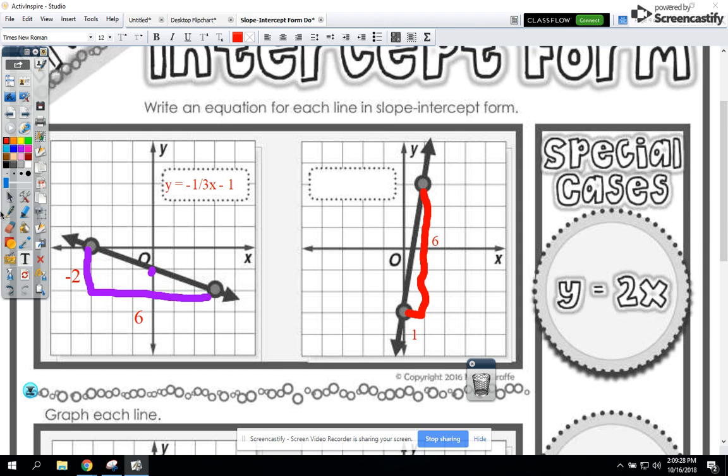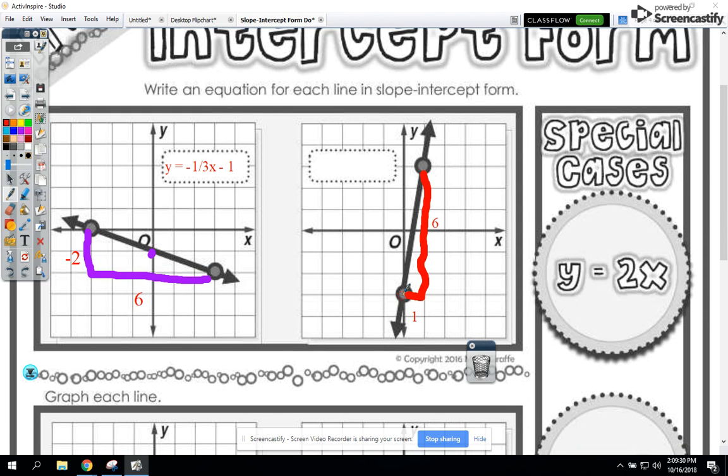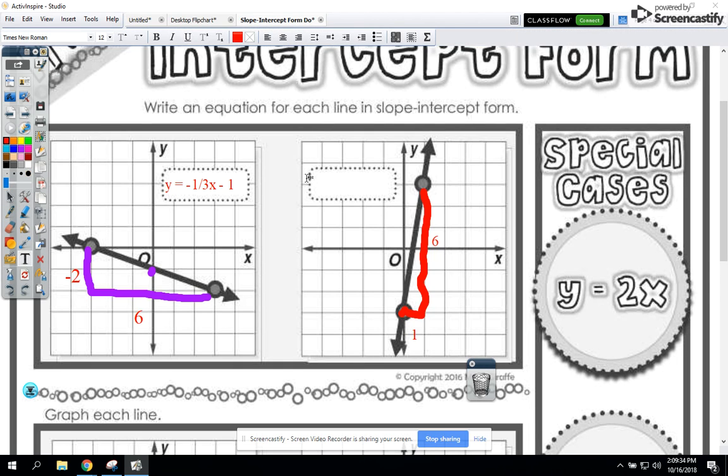And so if we look at our y-intercept, it is right here, which is at negative 1, 2, 3, so negative 3. So we have y equals. Our slope is change in y over change in x, so that would be 6 over 1, which reduces to 6. That goes in front of x. And then minus 3, because negative 3 is our y-intercept.